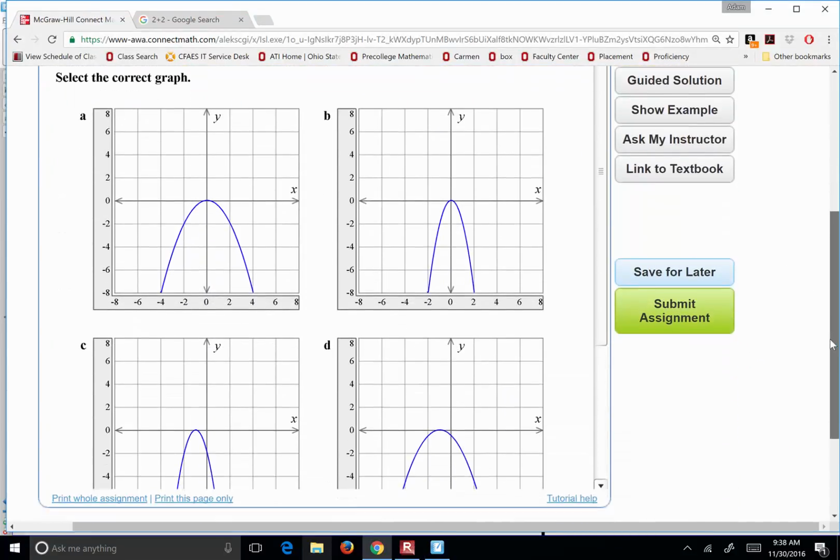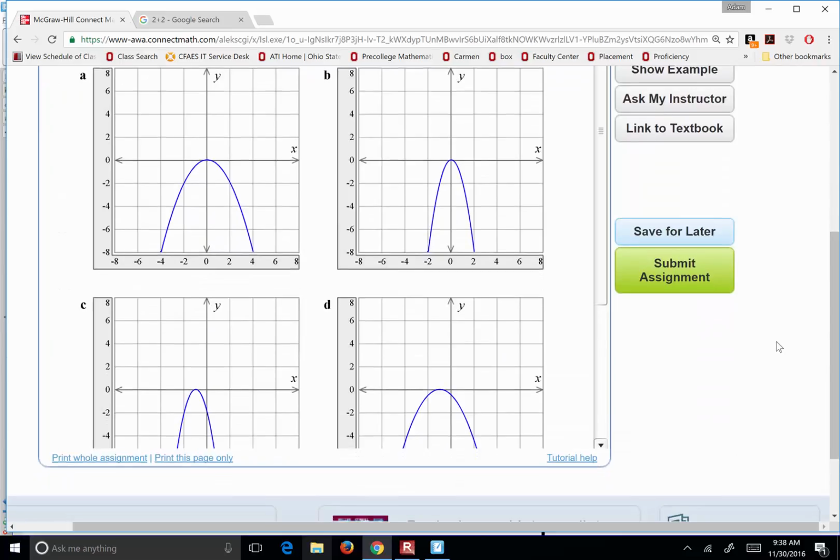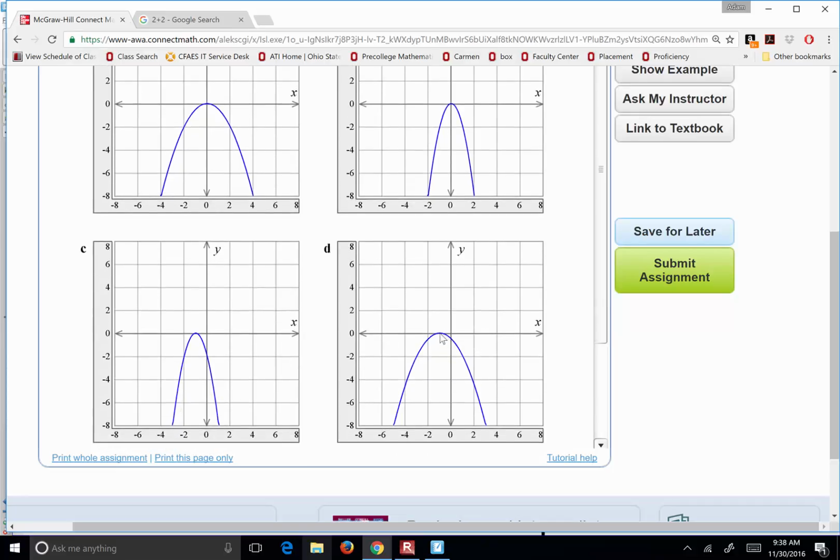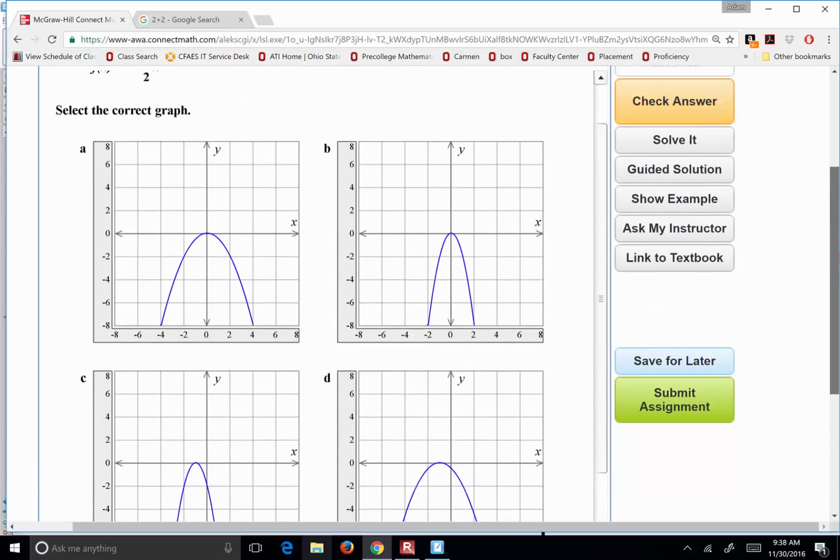So option, which one? A? Why not D? These look wide as well. Because the center, or the seed, is not the origin anymore. That one is wrong.